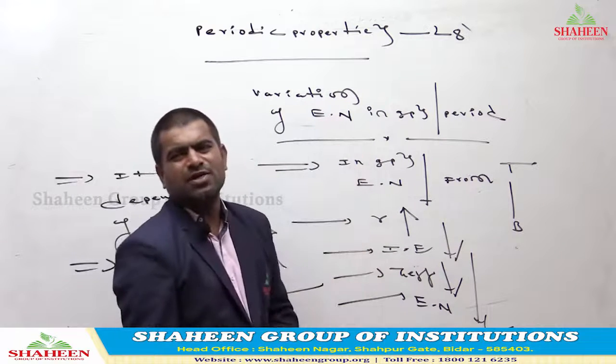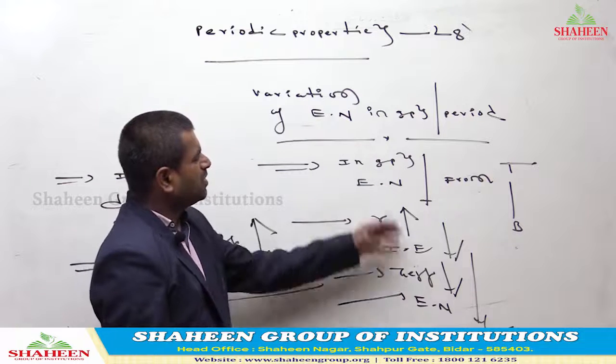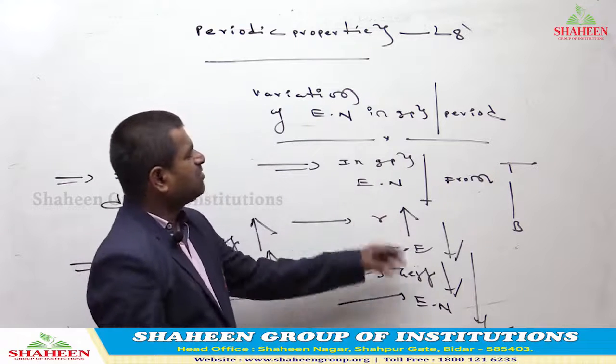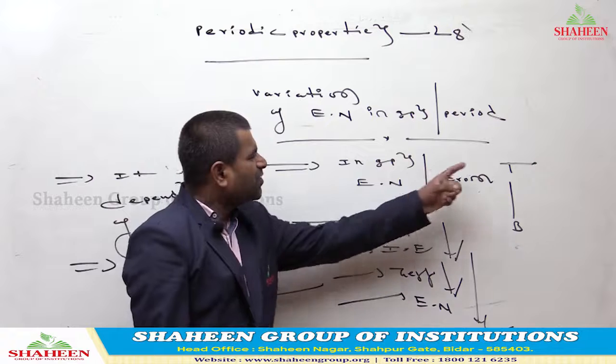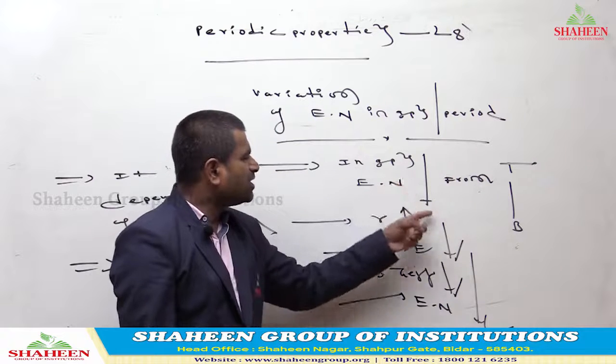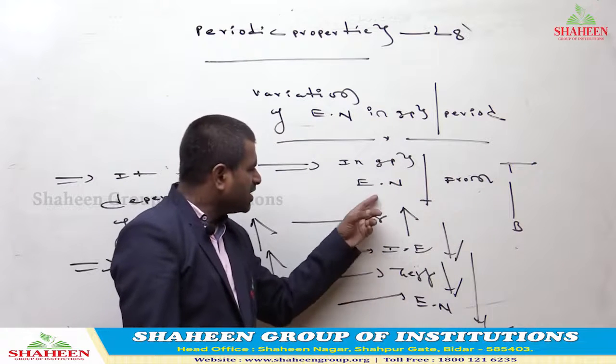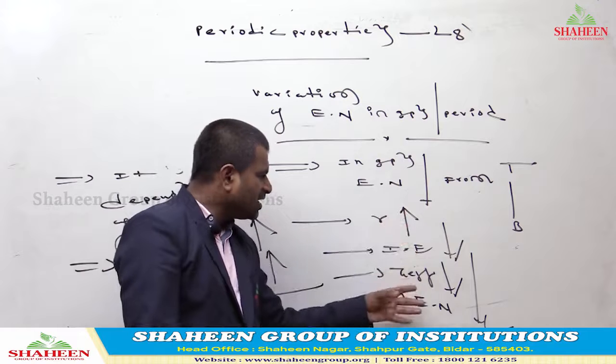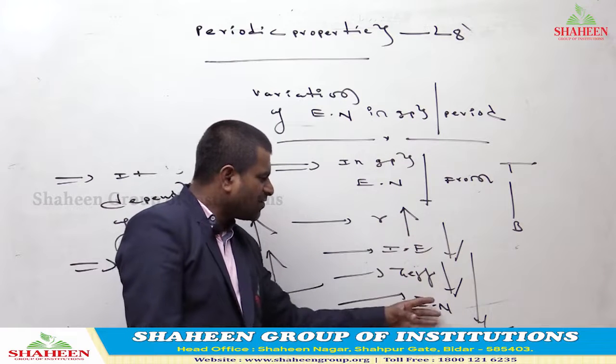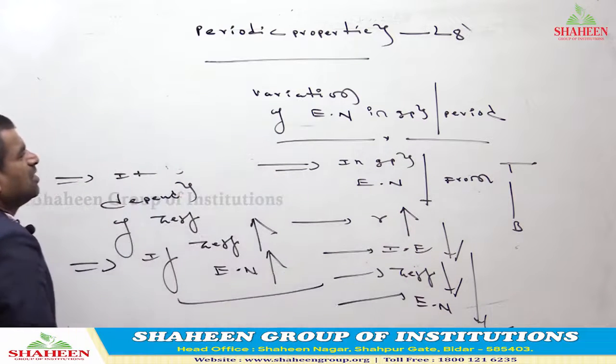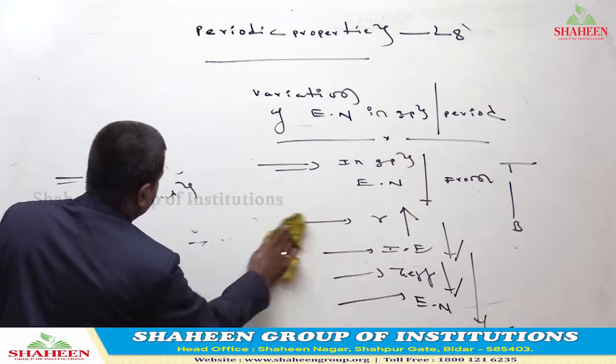The general concept I am explaining is the variation of electronegativity in groups and periods. First of all, I am discussing in a group. In a group from top to bottom, electronegativity decreases. The reason: radius increases, ionization energy decreases, Z effective value decreases, therefore electronegativity decreases from top to bottom in a group.